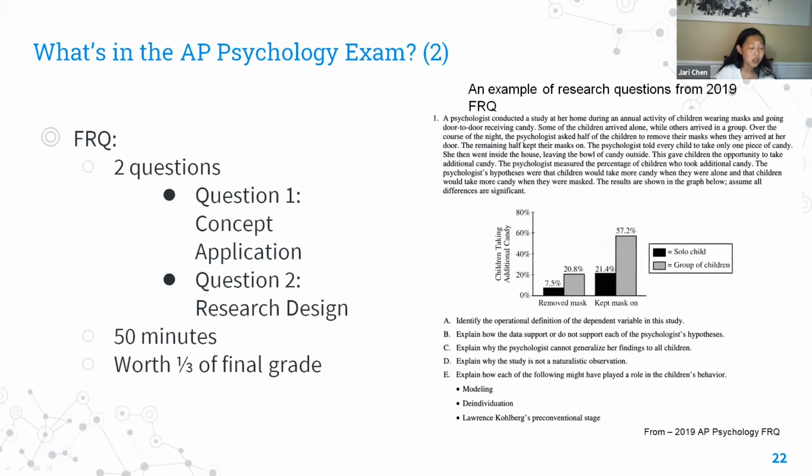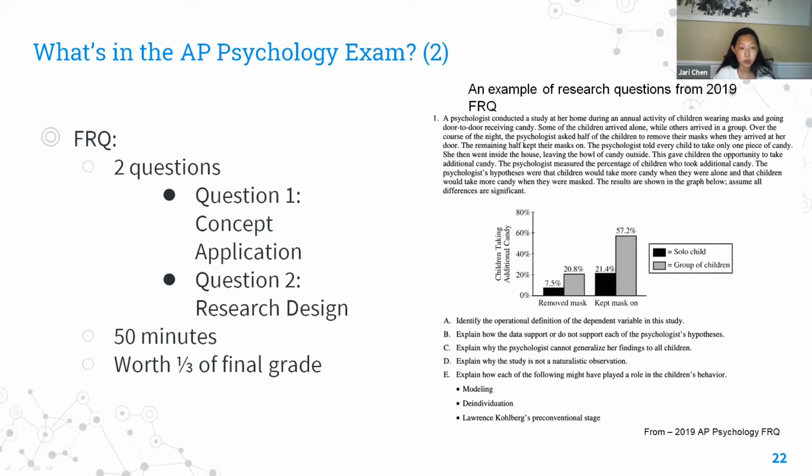So the FRQ portion has 2 questions that you need to answer. It has question 1, which is concept application, and then question 2, which is research design. This takes 50 minutes and is worth 1/3 of your final grade. So both of these questions are usually split into 7 or 8 parts.